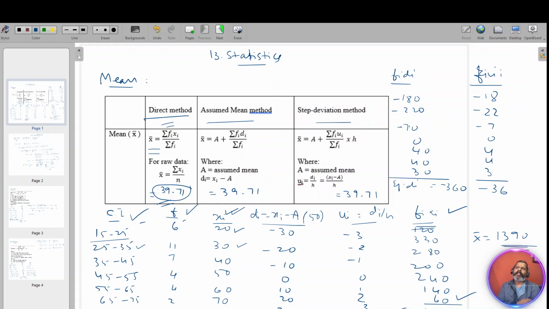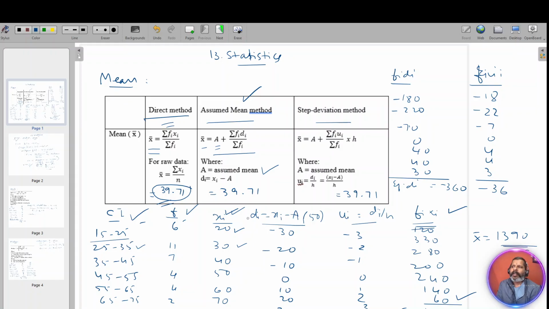So for that they introduce one more method called assumed mean method. What does this say? Assumed mean method. You see the formula, mean x bar is equal to a plus sigma fi di by sigma fi. What is a? Here a is assumed mean. What do you mean by assumed mean?